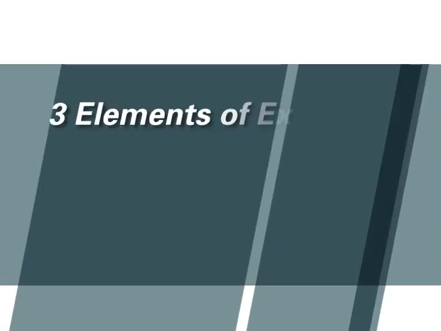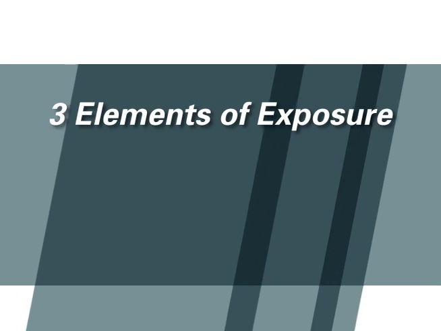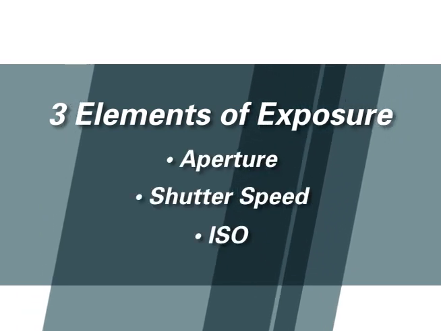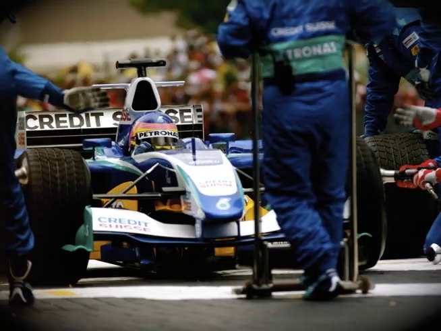There are three major controls to exposure. These are aperture, shutter speed, and ISO. Mastering the relationship of these three will take your photography to the next level. Let's explore these options in detail. The process of exposure can get complicated. Luckily, digital cameras do a lot of the work for you, but it's necessary to understand the elements of exposure to fine-tune your image.